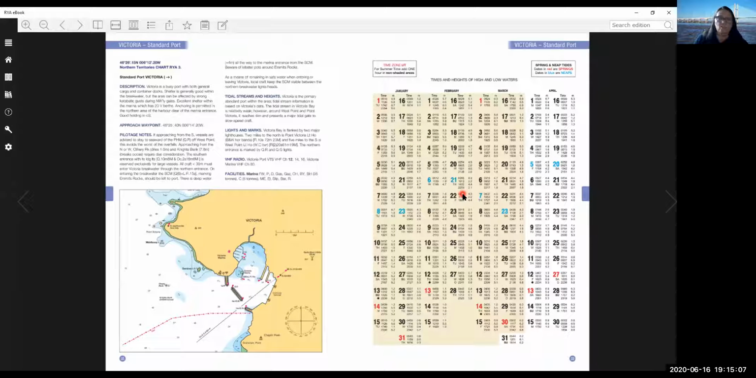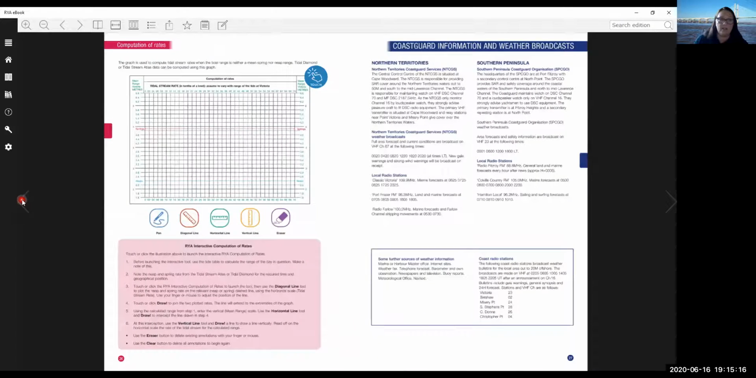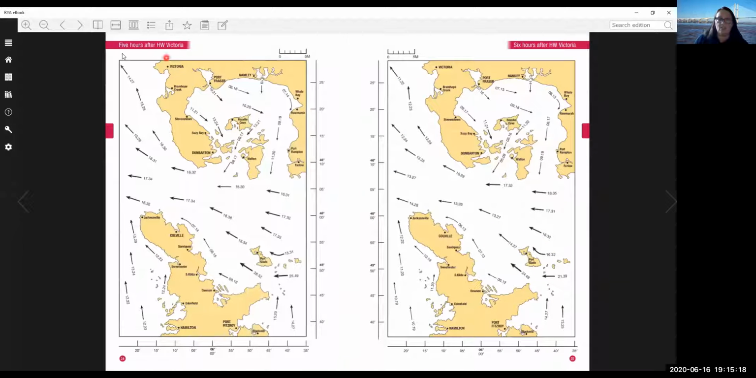For everything that we do on the RYA training plotter, we use Victoria as our standard port. And we know that because it will tell us on the atlas. Here is an extract from the atlas, and it's saying 5 hours after high water Victoria, and that is true no matter where we are on this chart. Although there are other standard ports, so Port Rampton is a standard port, we've got Hamilton, for all of our tidal calculations, we take them all back to Victoria, in the same way we would take them all back to Dover in the UK, no matter where we were.